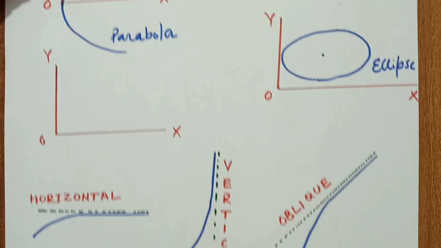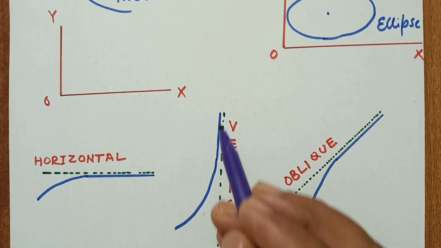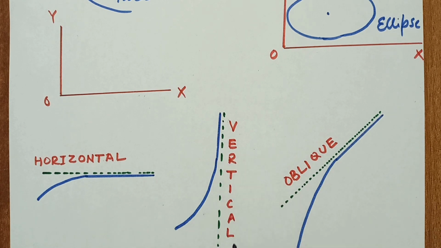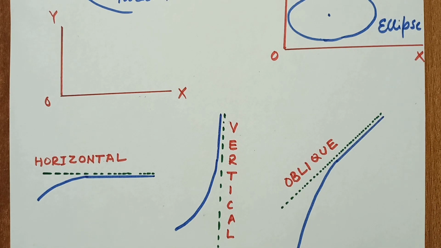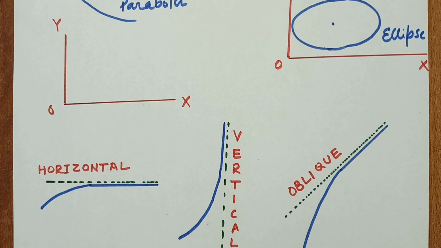Okay, so now this is horizontal. This is a curve and this is a tangent line which touches at infinity. So this is called horizontal. This is vertical. Okay, suppose this is a curve and this is a tangent line which touches the curve at infinity. So this is called vertical. And this type of tangent is called an oblique asymptote. Okay, so there are three types of asymptote: horizontal, vertical, and oblique. So the concept of asymptote is in this form.